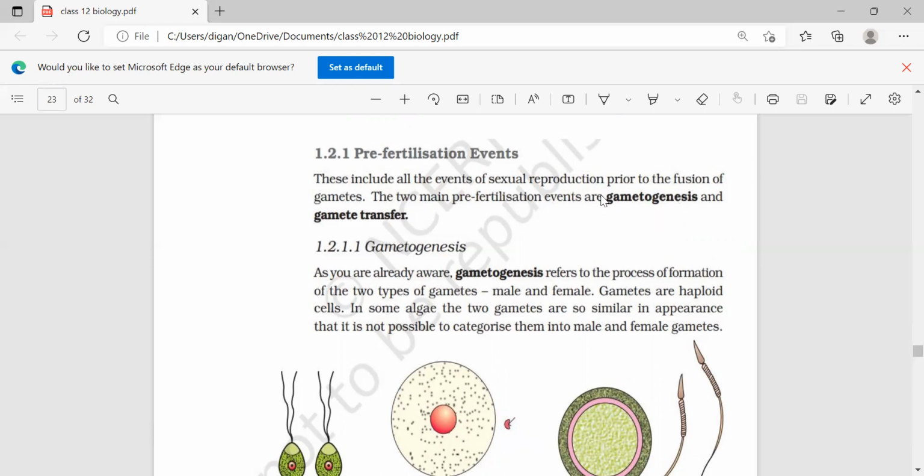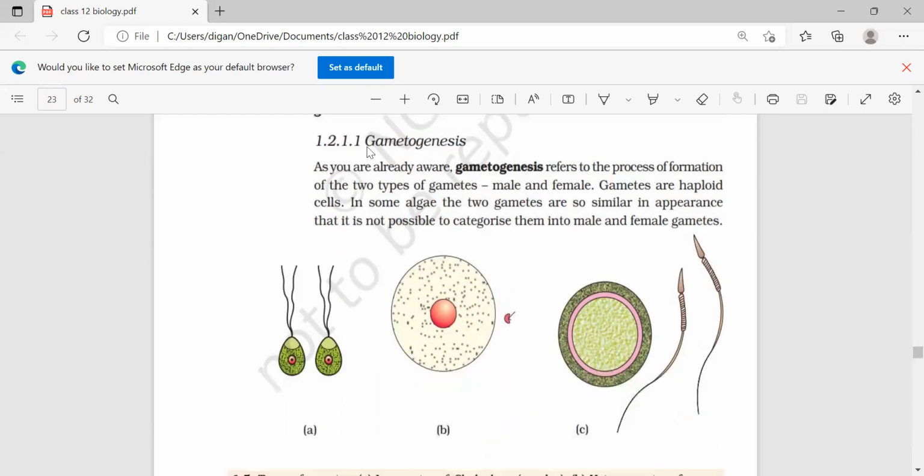In pre-fertilization, before the fusion of male and female gametes, two steps take place. First, for the fusion, gametes have to be formed. That process is called gametogenesis. And second, gamete transfer. Male gametes are formed in the male body, whereas female gametes are formed in the female body. So in gamete transfer, the male gamete is transferred to the female body so that they can fuse, meaning fertilization takes place. So in pre-fertilization, there are two events you have to remember. First one, gametogenesis. Second one is gamete transfer. So first come to gametogenesis.